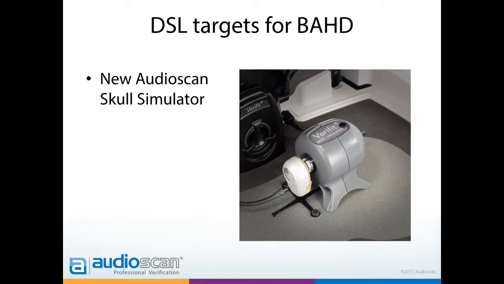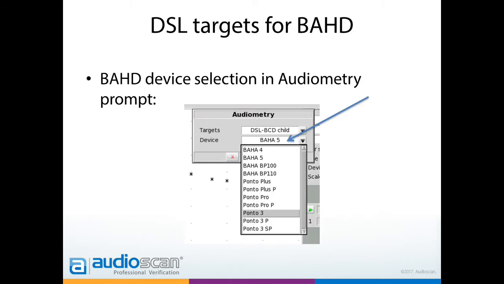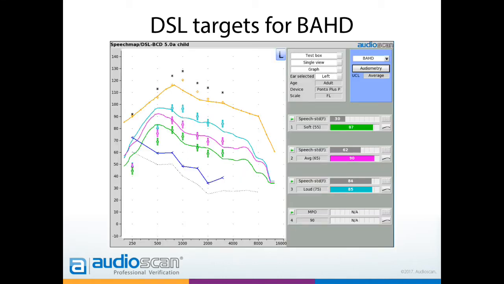In the Verifit 2 or Verifit 1 serial number 2070 or later, when you go into Test Box Speech Map and select Instrument Type, you'll notice there's a new selection for BAHD. Once this is selected, when you open audiometry, you'll see that there is a device selector because the DSL BCD targets are actually specific to the device that you're fitting. Select that device, and then the speech map screen looks kind of the same, but everything is now in force level, and you have a new set of targets.